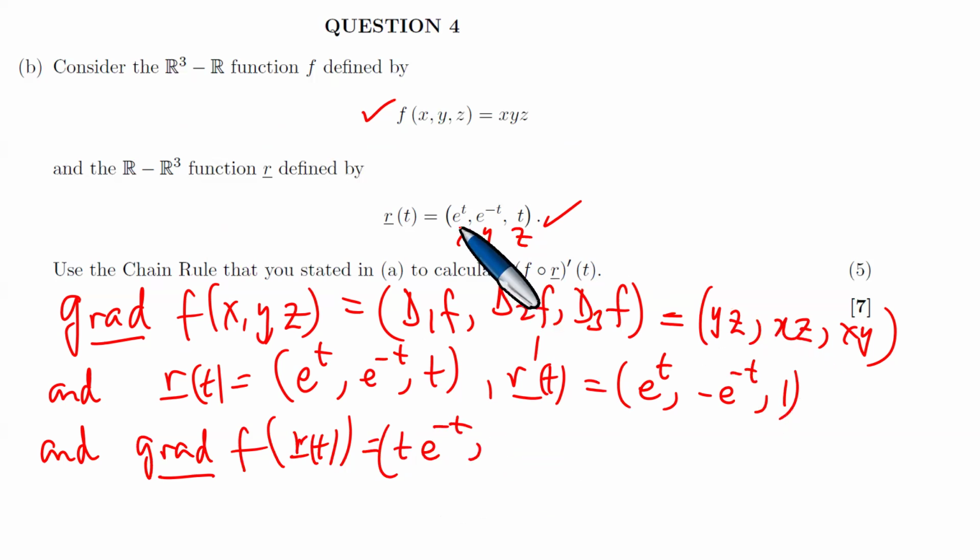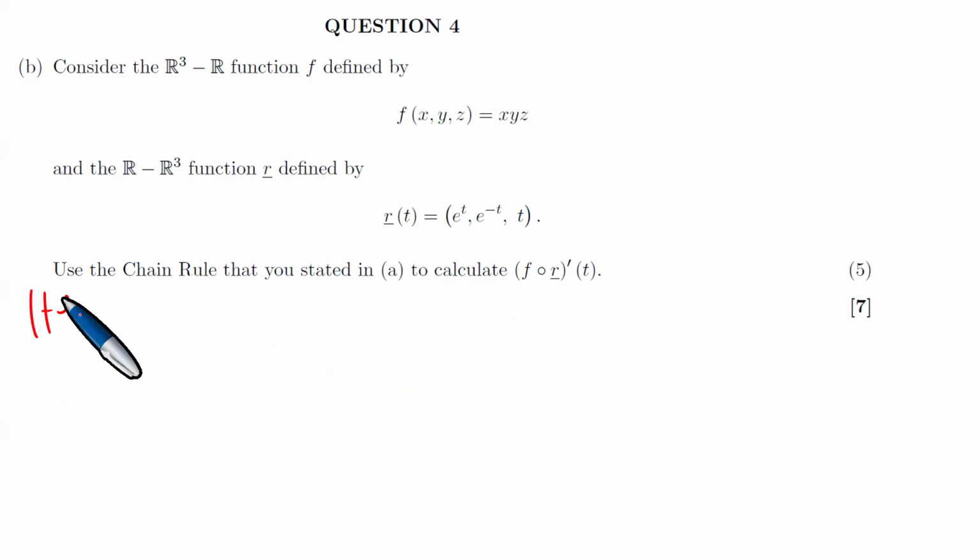x is e to the t, z is t: t e to the t. x is e to the t, y is e to the minus t. You multiply this and that. Multiplying this and that, you just subtract the exponents, the bases are the same. So it's t minus t in the exponent, e to the 0 gives us a 1. Now that is something you need to note. And this then allows us to say hence.